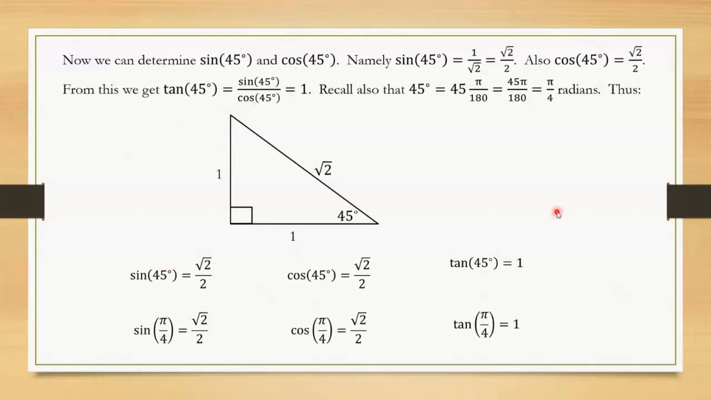Now that's for 45 degrees. I'm not going to ask you to prove that sine of 45 degrees is actually equal to this number on a test or something. I wouldn't do that. So I'm just showing you why this equation holds and why this equation holds. Again, it just comes from considering special kinds of triangles. That's all.